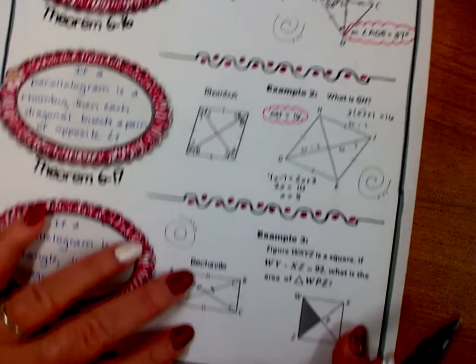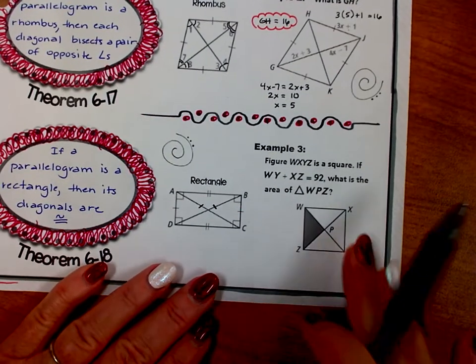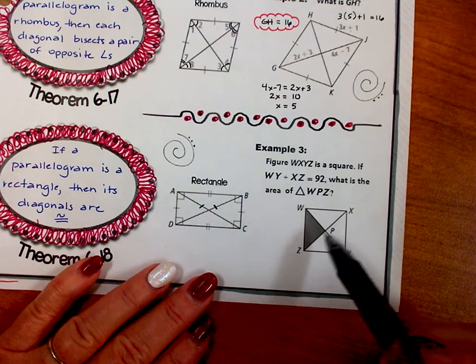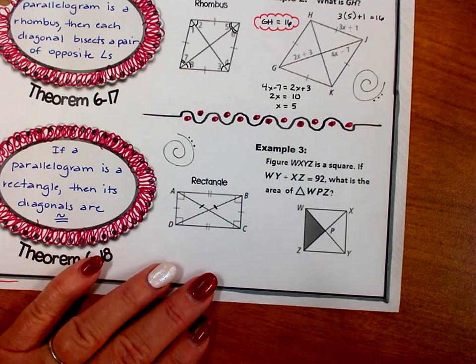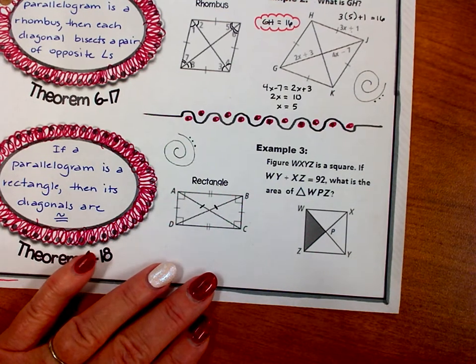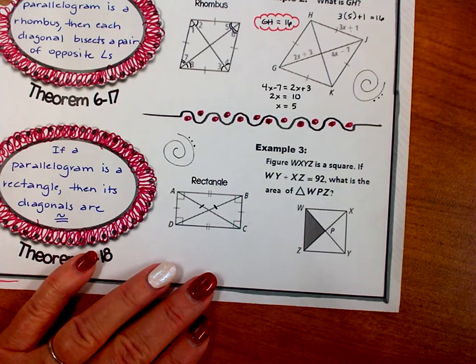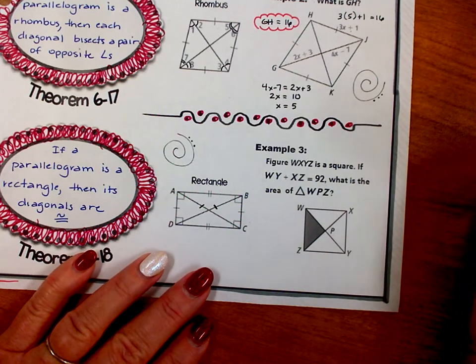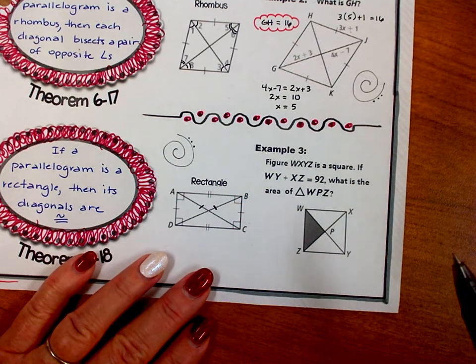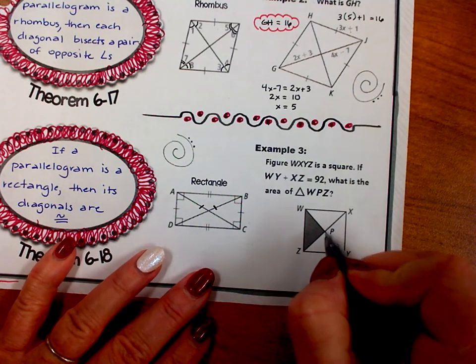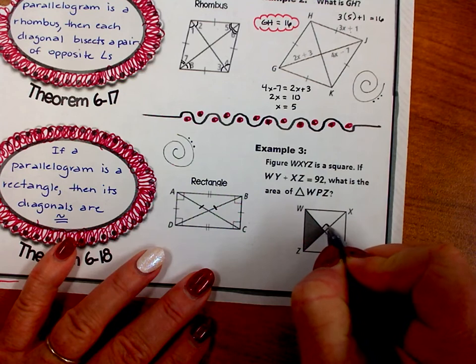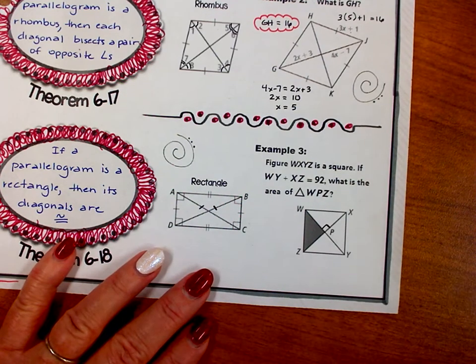Okay, and example 3. Example 3 says that WXYZ is a square. So if it's a square, we know that it is a special parallelogram, and we also know that because it's a square, all the sides are the same, so it's also a rhombus. And from Theorem 6.16 up above, if it's a rhombus, then it has perpendicular bisectors, which means that all of these are right triangles in here.